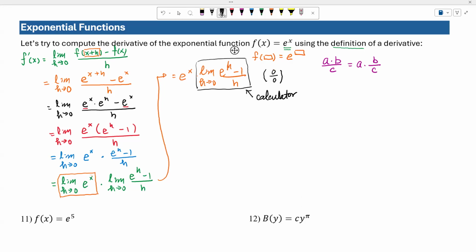So what I will do is use a calculator where h equals 0.1, h equals 0.01, h equals 0.001, making h smaller and smaller. Also, h equals negative 0.1, negative 0.01, negative 0.001, something like this, to see if the output that I have is approaching a number.